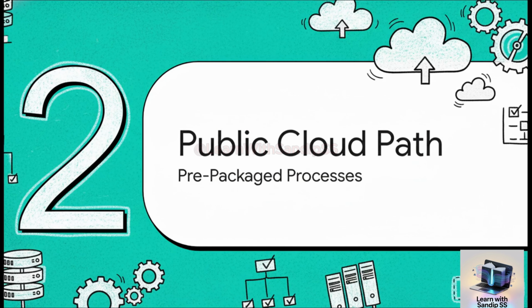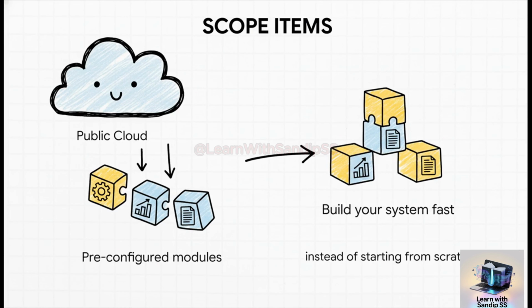Okay, now let's talk about the different paths you can take. First up, the public cloud path. If there's one word you need to remember here, it's standardization, and that's all about using prepackaged processes. So in the public cloud world, everything is delivered through these things called scope items. You can think of them like pre-configured Lego blocks. Instead of building everything from scratch, you're picking and choosing the ready-to-run business processes your company needs. It's all about getting you up and running fast.